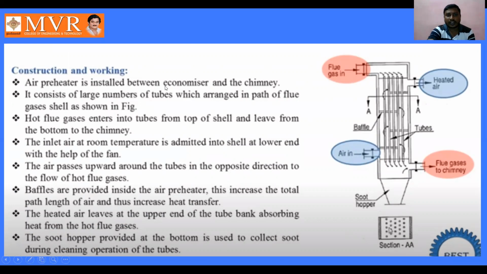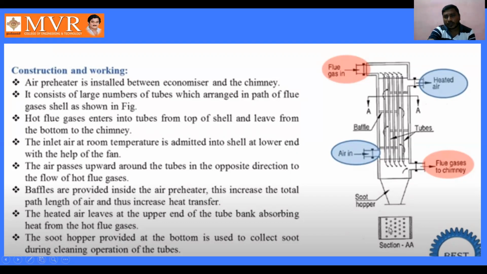The air preheater is installed between the economizer and the chimney. It consists of a large number of tubes arranged in the path of the flue gases in a shell, as shown in the figure. These are the large tubes placed in the path of the flue gases. Hot flue gases enter the tubes from the top of the shell.